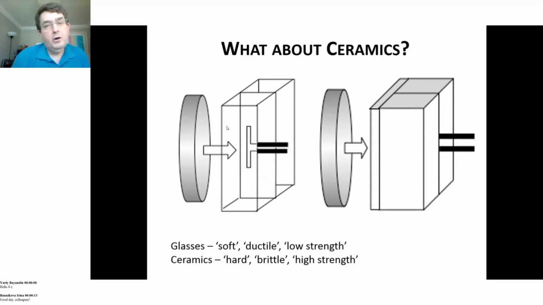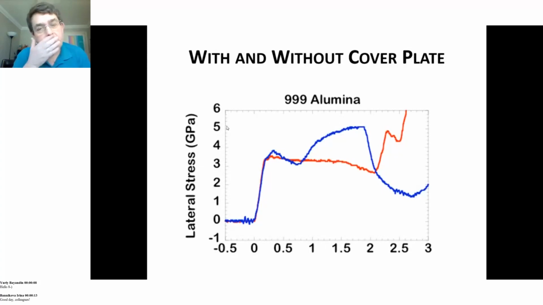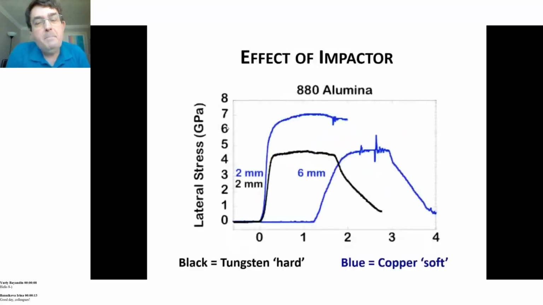So for alumina, with and without a cover plate. The one without the cover plate is the blue line. You can see there is a rise followed by a plateau, followed by a second step. So it looks like the glass. There is a decrease in the shear strength of the material. The red line, where the cover plate was present, does not show that effect.